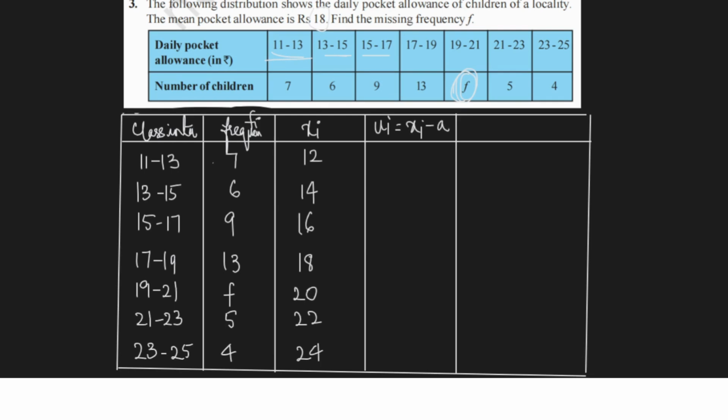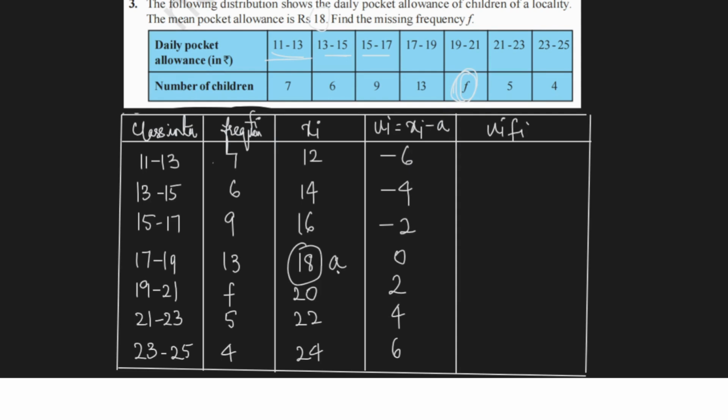The next one is ui, which is found by doing xi minus a. What is a? A is the assumed mean. The assumed mean will always be between, like the mid value of these values. So there are 7 numbers here, so you can take this as a. You subtract this assumed mean from each xi. So you get 12 minus 18 is negative 6, 14 minus 18 is negative 4, 16 minus 18 is negative 2, and this is 0, and this is 2, 4, and 6.